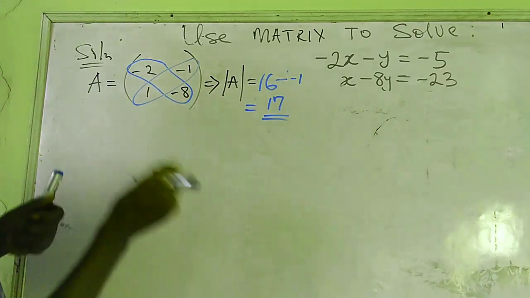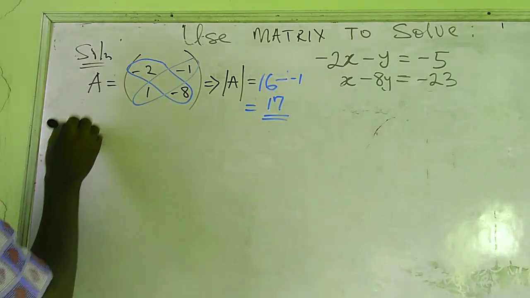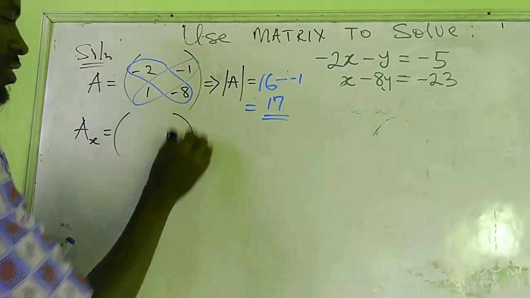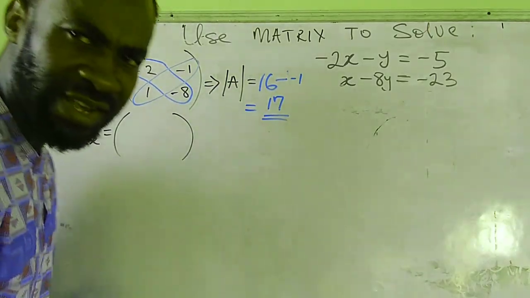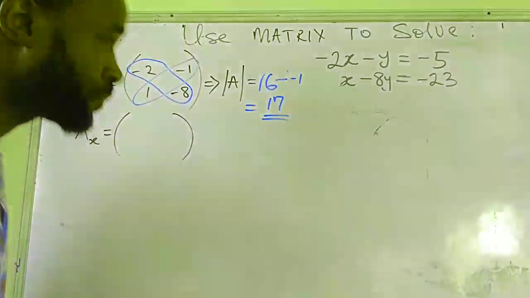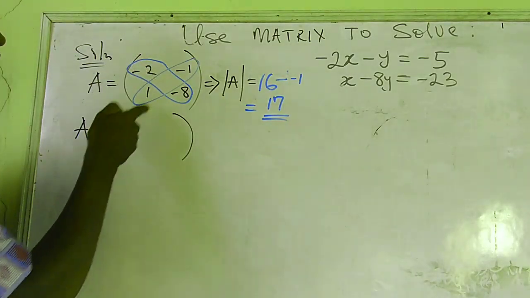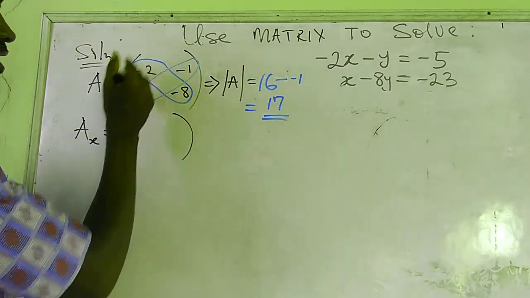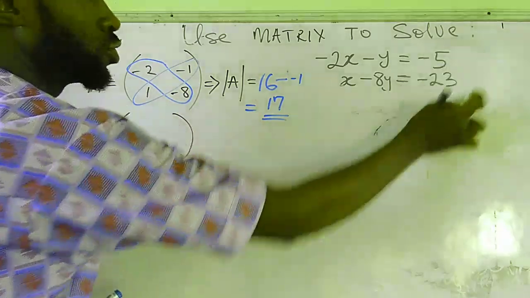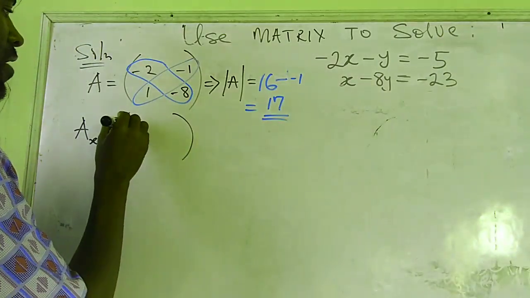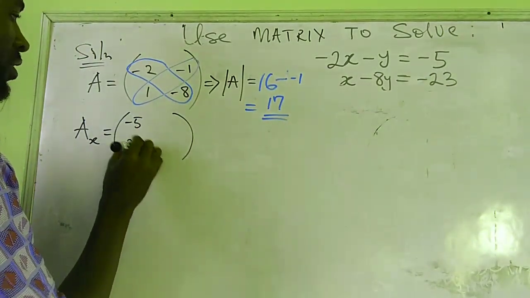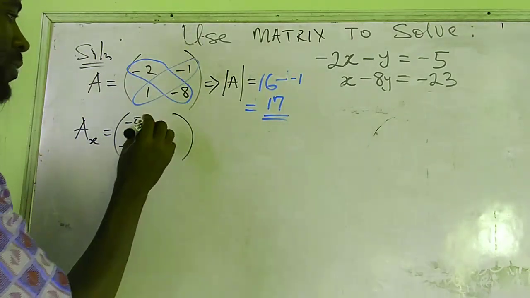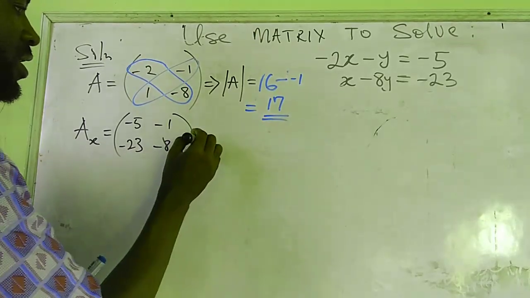Now next I'm going to get the determinant of what we call AX, A subscript X. Now before we do that, let's form the matrix of this AX. Now how is this AX formed? How is the matrix of this AX formed? Recall that this is the column for x. So to get AX, the matrix for AX, I'm going to replace this column with these two coefficients here, these answers here. So I'm going to have -5, -23, replacing x. Remember this AX, so I'm replacing my column for x. I put back this -1, -8.